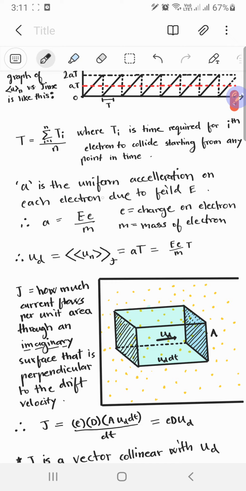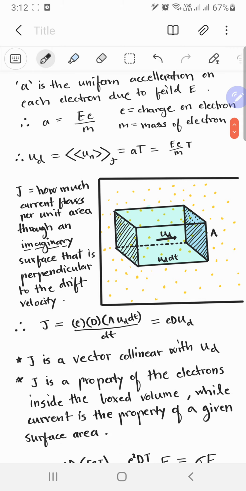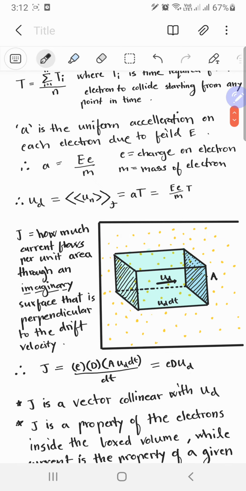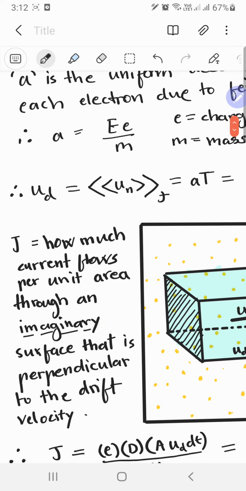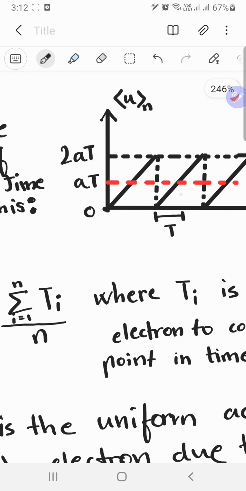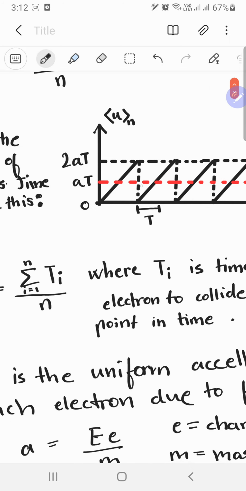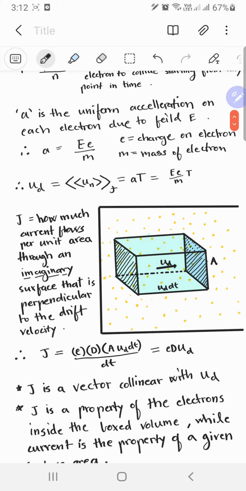Okay, a is the uniform acceleration on each electron due to the field E. So from that we can write a equal to E times small e upon the mass m, where e is the charge on the electron with the sign. Then the drift velocity ud, which is a vector quantity, we can write it like this. Cool. This is very obvious, because this red line gives us the average velocity, which is the drift velocity. So it's the average of the average, basically.